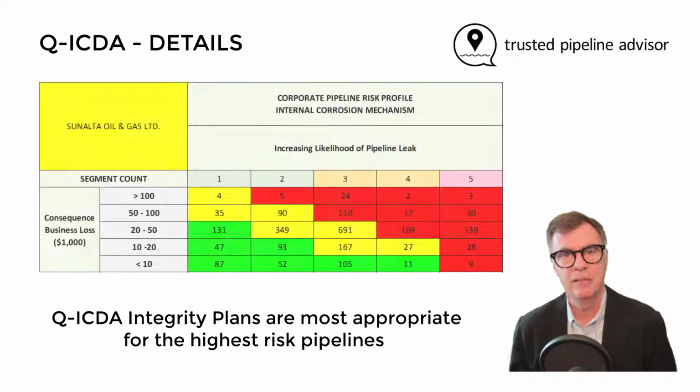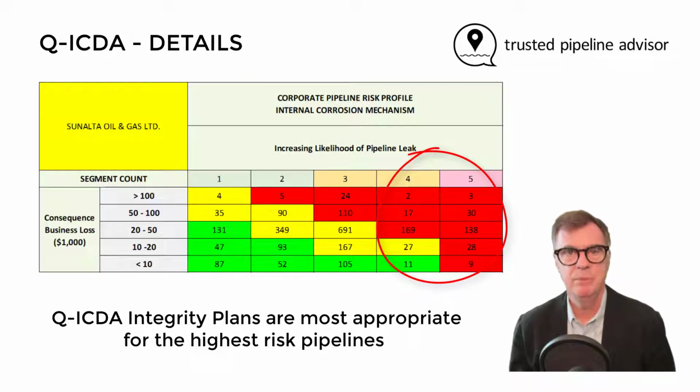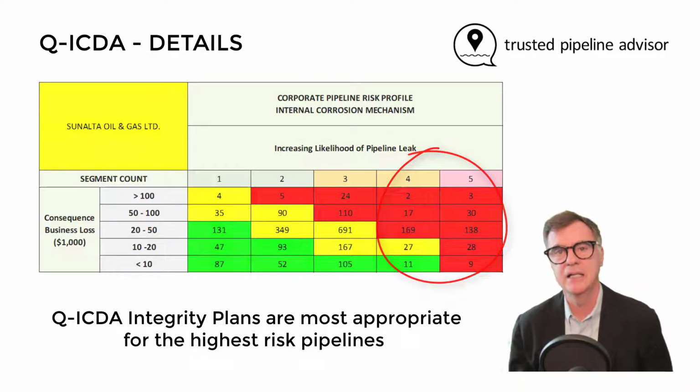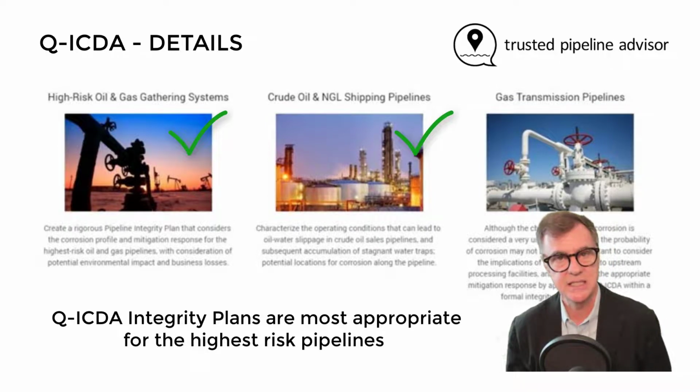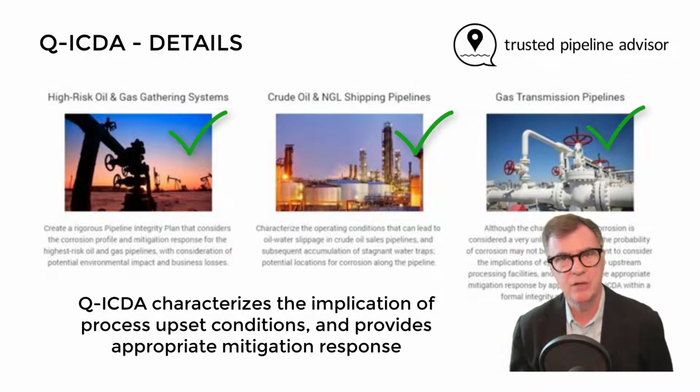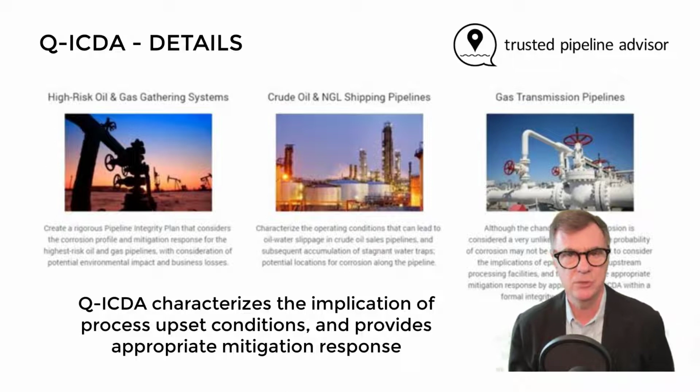Q-ICDA projects are applicable for the highest risk pipelines. They provide the foundation for enhanced pipeline integrity plans applicable for a subset of the most critical oil and gas gathering pipelines, crude oil and NGL pipelines, and for gas transmission pipeline systems. It is important to consider applying Q-ICDA to characterize the integrity hazard implications of episodic upsets within upstream processing facilities where they are known to occur, and to establish the appropriate mitigation response by application of Q-ICDA within a formal pipeline integrity management plan.